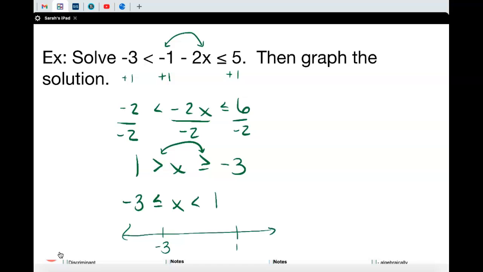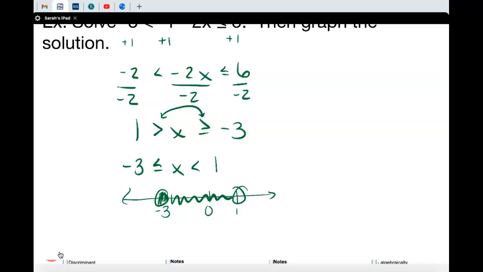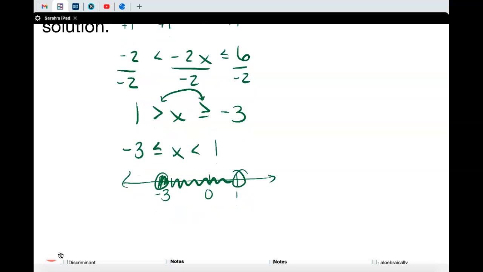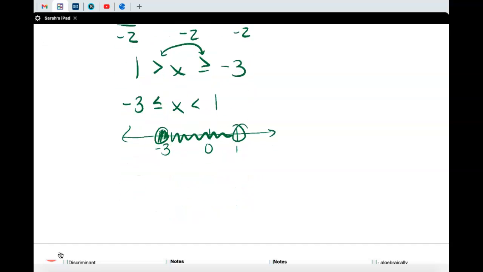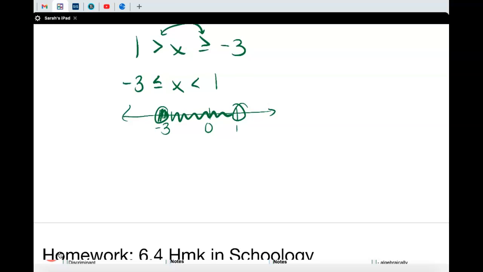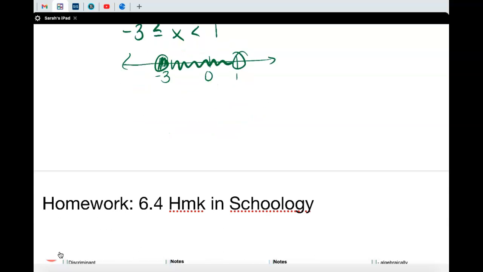-3 has a closed dot. Do you want to put 0 on your line? You should. Yeah. I mean, if you don't, it's not a big deal, but I like to see that you know that 1 is on the right side of 0.